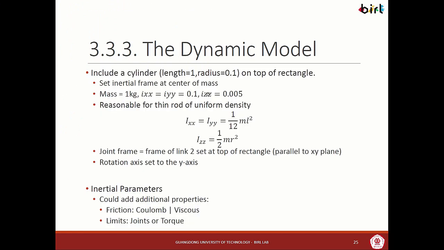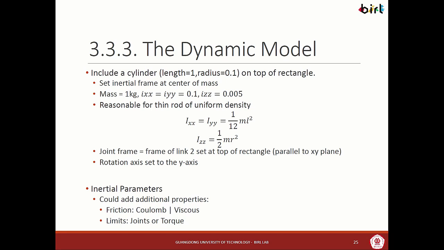Oh, here's. Let me just add this. A few notes. Set the inertial frame at the center of mass. Mass 1 kilogram. Then these are the parameters. Because this is a cylinder, we can use these equations in the matrix that we looked at before. Ixx and Iyy can be 1/12 mass times the length squared. Izz can be 1/2 mass times the radius squared.